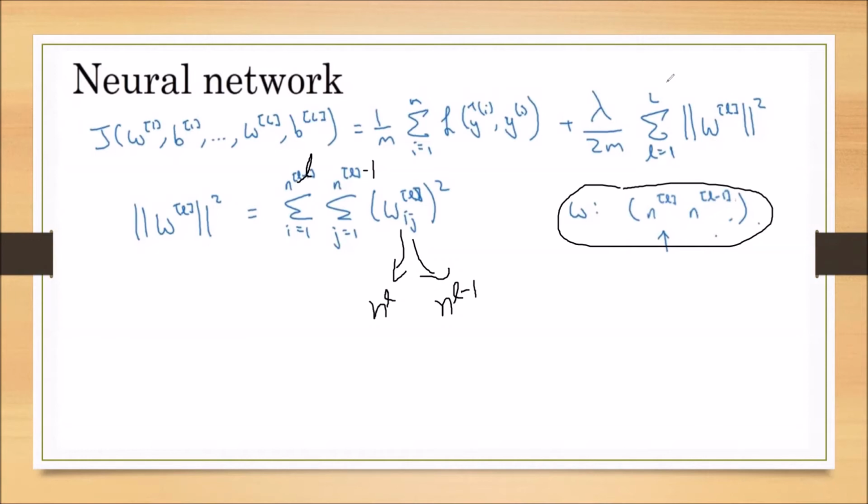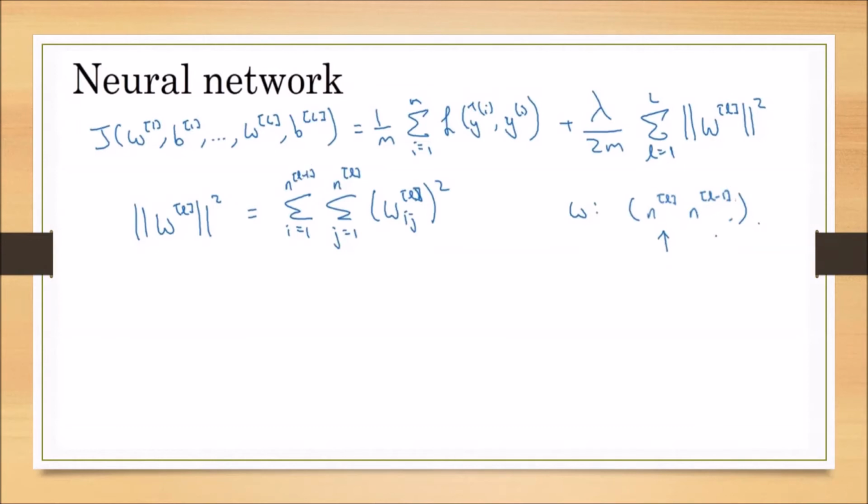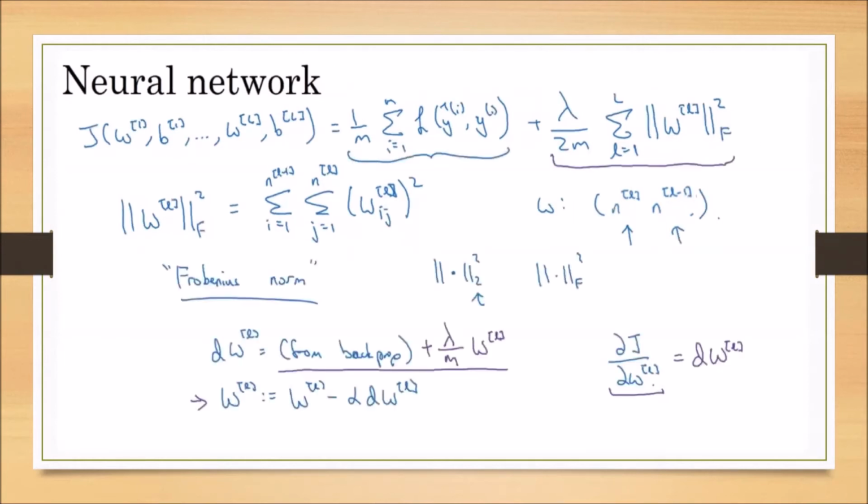We are taking this W and taking each and every element and summing up all the squared elements. Finally, we are getting the W square for each and every layer. We are calling this normalization Frobenius normalization. So this is a technical name, Frobenius normalization.